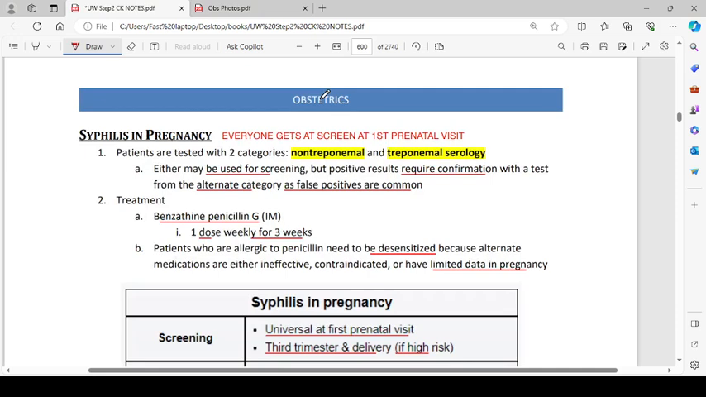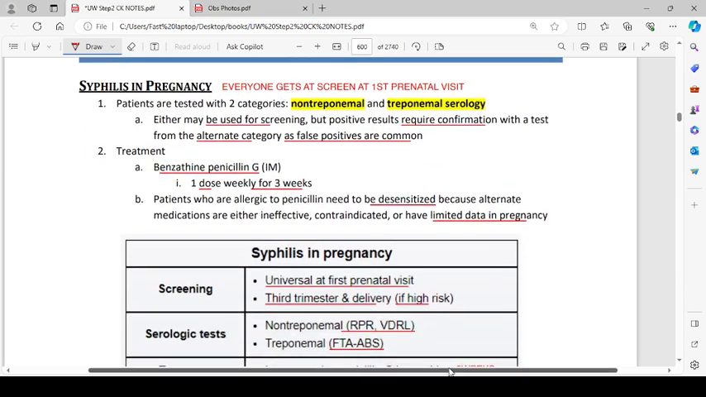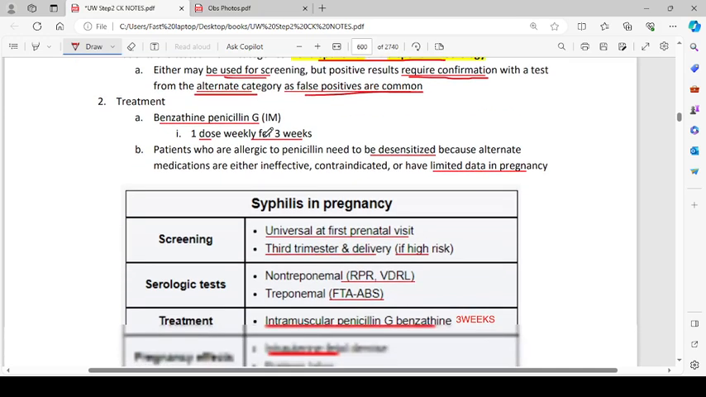Then we have syphilis in pregnancy. For syphilis, everyone gets a screen at the first prenatal visit. Patients are tested with two categories, non-treponemal and treponemal serology. Either may be used for screening, but positive results require confirmation with a test from the alternate category as false positives are common. Treatment is benzathine penicillin G IM, one dose weekly for 3 weeks.